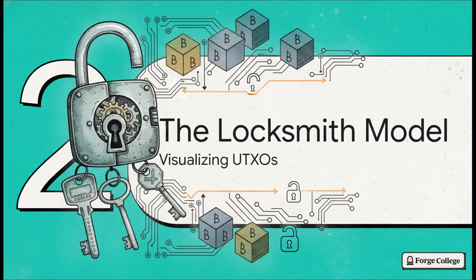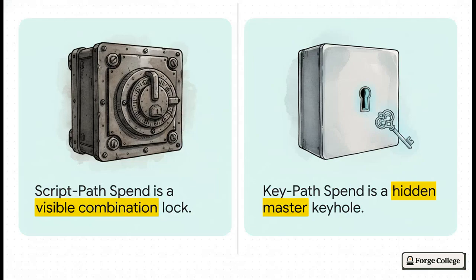Section 2. The Locksmith Mental Model. Before we get completely lost in block data and byte math, let's use a quick visual analogy to ground all this heavy technical lifting. I want you to imagine every single unspent Bitcoin, every UTXO, as a lockbox. A Taproot lockbox actually comes with two totally distinct ways to open it.